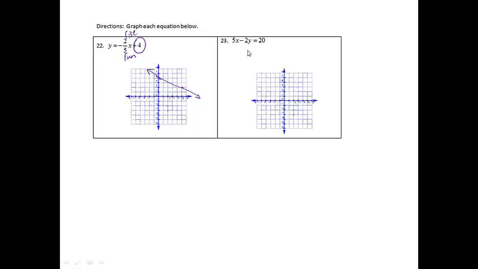Okay, number 23, 5x minus 2y equals 20. I'll work it two different ways for this one. Most people are comfortable with, they like to write it 2 times, so we're going to be finding the intercepts. So to find the x-intercept, we will cross off the y. To find the y-intercept, we will cross off the x.